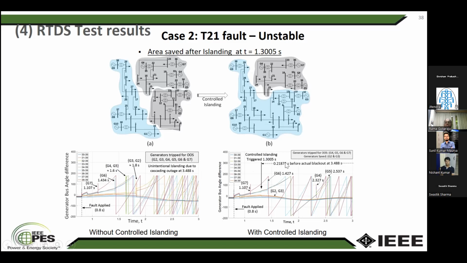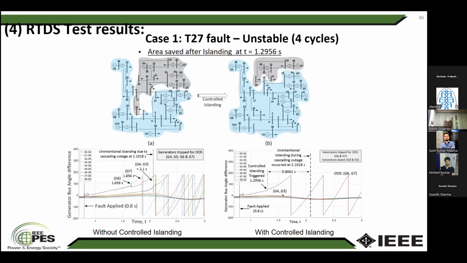So with a SIP scheme, 0.218 seconds, or in the previous scenario, we had 0.806 seconds, right? That is the time horizon where a remedial action scheme is being implemented, that is closing the loop.